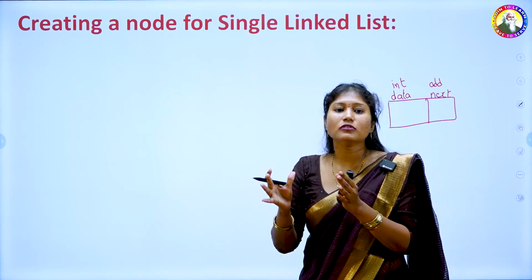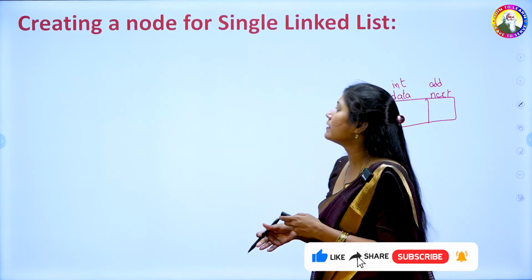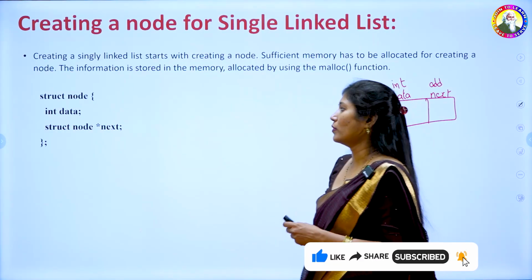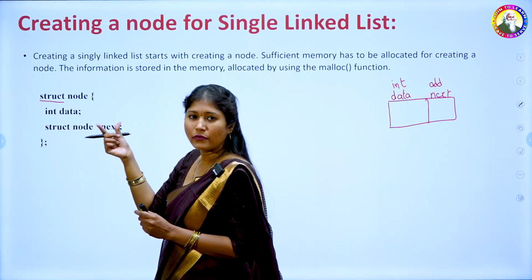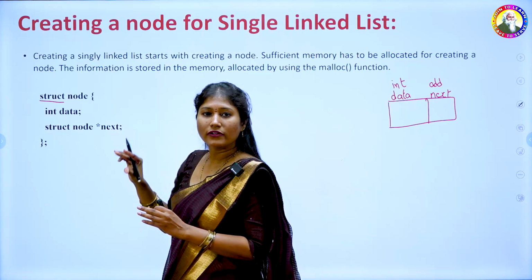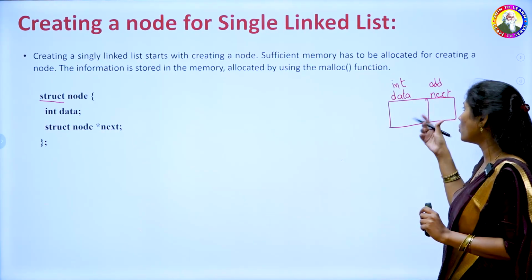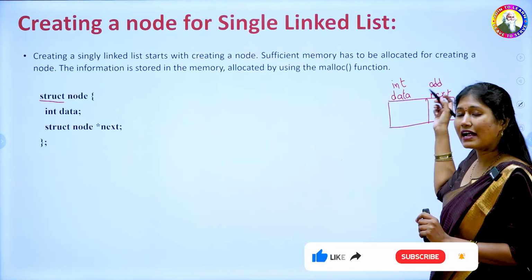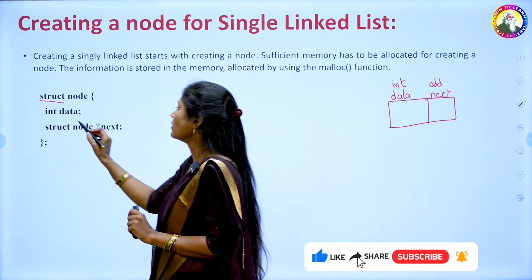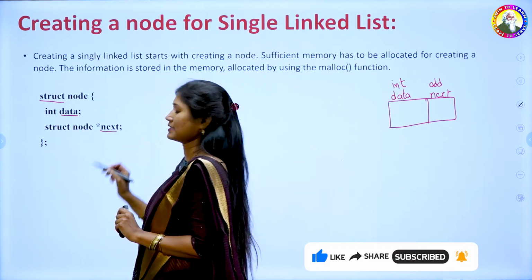When you are combining the 2 different data types, how do you have to combine them? By using the struct node. Struct data type. Struct is a keyword which will help you to combine the 2 different data types. Now if you observe that, already we have discussed that this is a node, and the first part is about the integer, and the second part is about the address. Here also, the first part is data, and the second part is next.